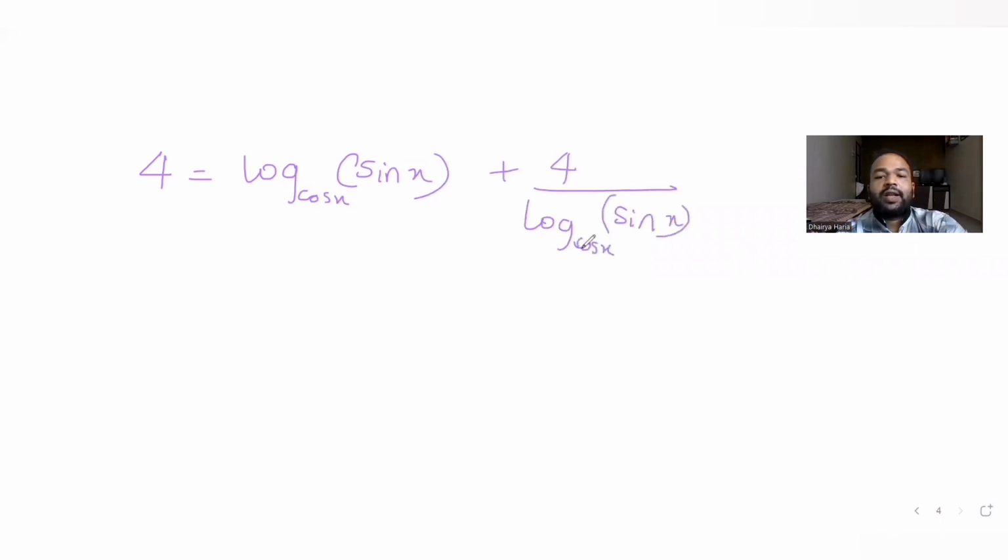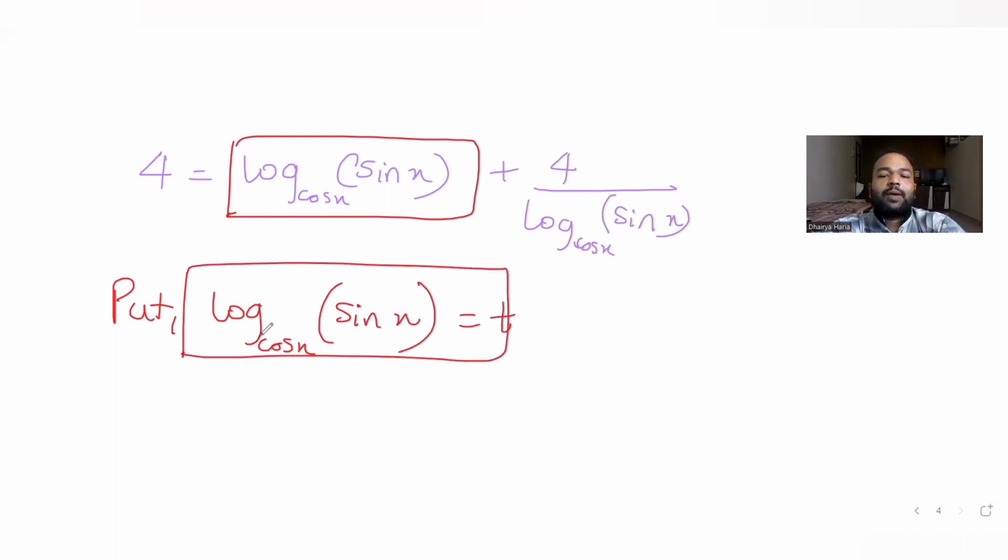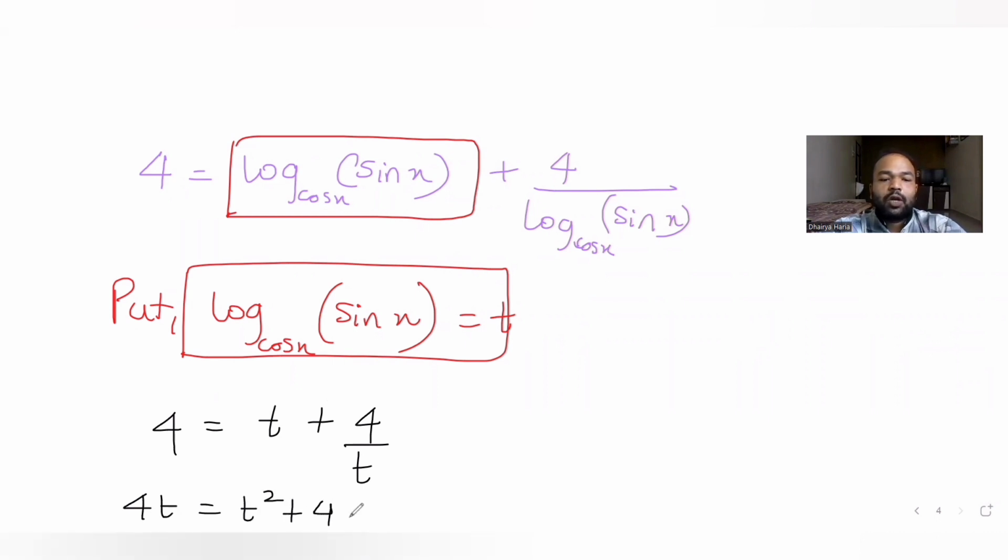Now once I have the entire expression same in both of these terms, I can just substitute this entire thing. So I'll put log of sin x to the base cos x equal to t. If I do that substitution, I get 4 is equal to t plus 4 by t. So if I solve this further, I get 4t is equal to t square plus 4. If I try to solve this further, I get t square minus 4t plus 4 is equal to 0.